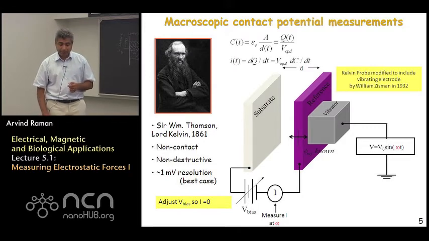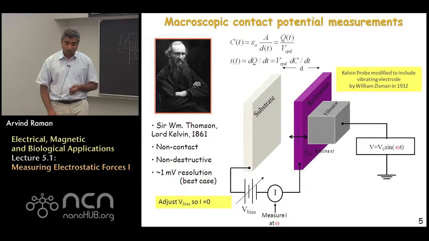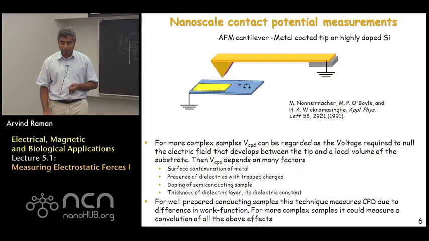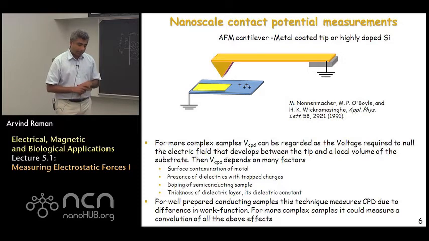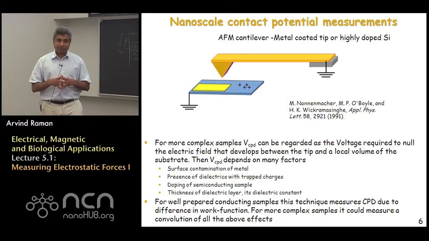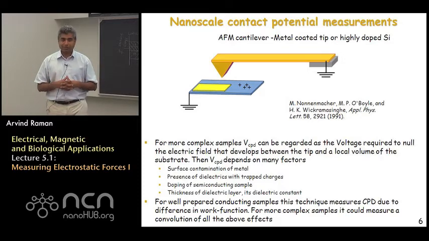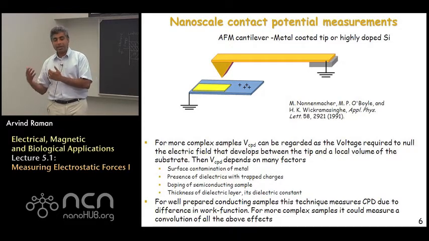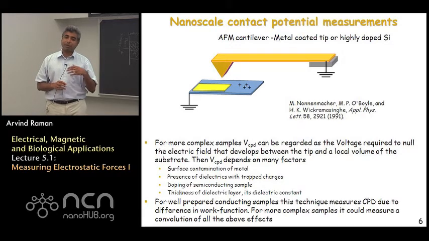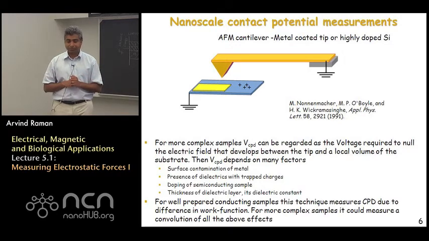And using this technique, though, the macroscale contact potential measurements, one could measure work functions or contact potentials of the order of 1 millivolt resolution. Now, not surprisingly, very soon after the invention of the scanning probe microscope, there was a lot of interest in seeing if one could use the AFM cantilever as the reference electrode to measure the work function of a substrate.